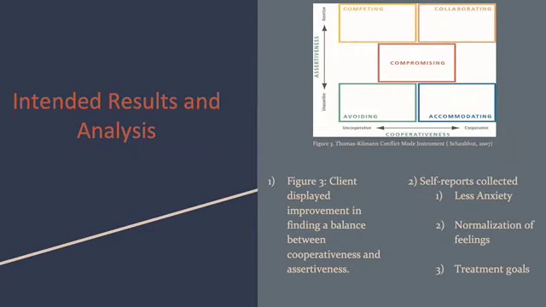Initially, the client began treatment reporting a lower level of assertiveness and a higher level of cooperativeness. This caused more avoidant and accommodating behavior. By the end of the treatment, the client was experiencing more characteristics of assertiveness, resulting in a more compromising, collaborative style of assertiveness, like you can see in the middle and the upper right-hand corner of the graph.